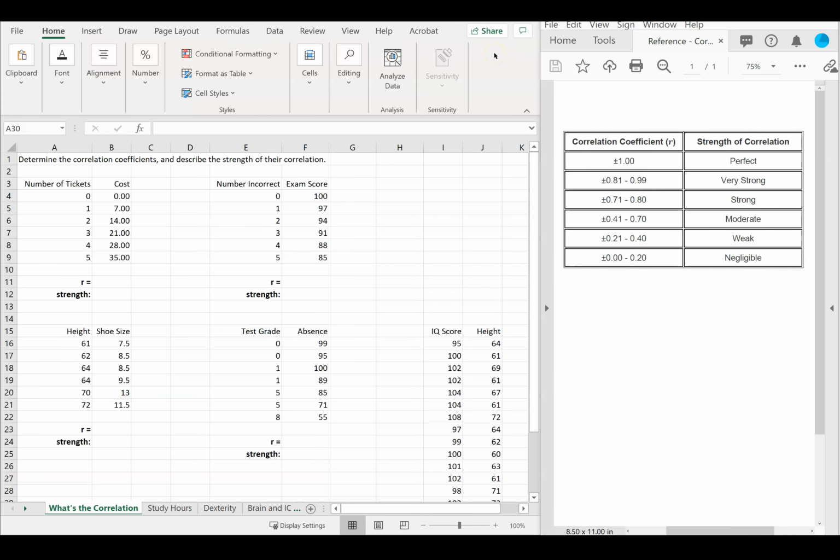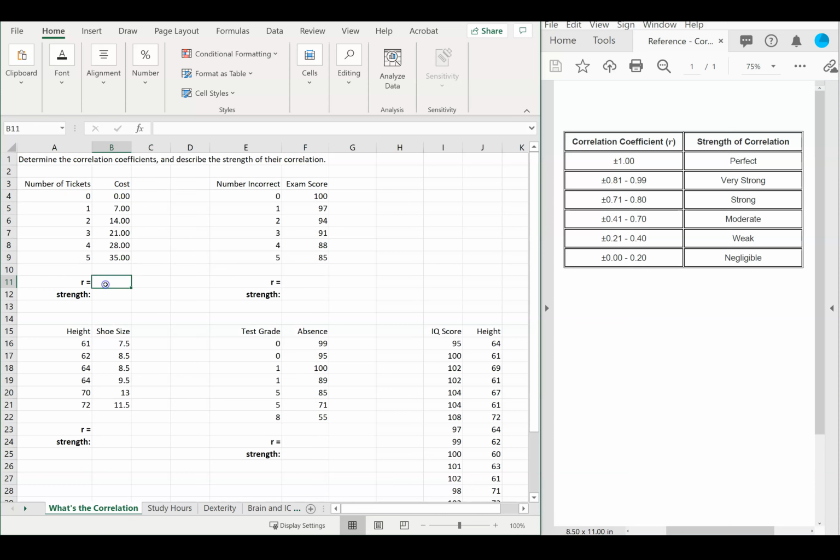Okay, here we go. Try not to be too overwhelmed by the layout here. I just put all my Excel stuff here. This is the Excel correlation practice, and on the right side I have our Pearson correlation coefficient table. I'm going to be using that to figure out the strength. So let's try it. Determine the correlation coefficients and describe the strength of their correlation. First question, number of tickets and cost. For sure the number of tickets is our independent variable, and cost is dependent on the number of tickets.